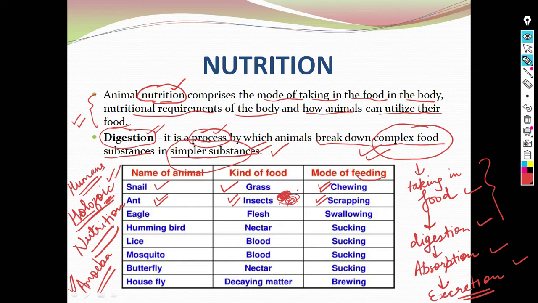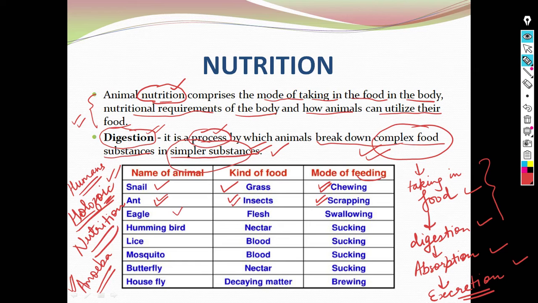Skeleton means they have a hard portion to cover them, to save them from different predators. Okay, so that is why these ants are eating it by scraping. Okay, so now we are going to study the next thing.